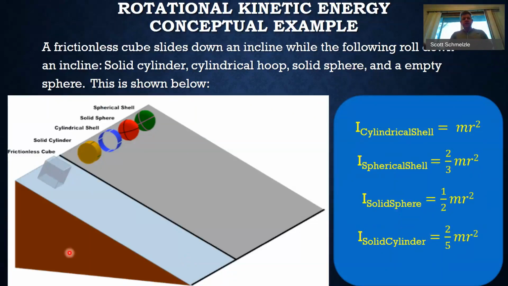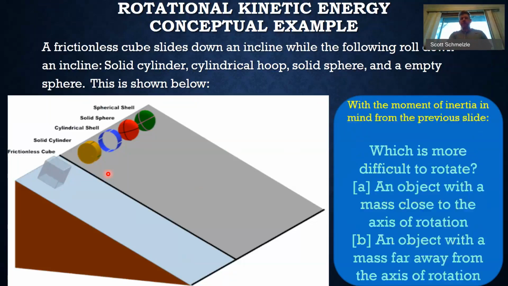So if we look, the cylinder shell, the blue piece right here, has a moment of inertia of mr squared. The spherical shell, the top one, the green one here, is going to be 2/3 mr squared. The solid sphere is going to be 1/2 mr squared. And then the solid cylinder right here is going to be 2/5 mr squared. So what you're starting to see is that the difference in the moment of inertia for these is the fractional component we put up front of it. Once we know the fractional component, we can start to see which one's going to be faster as we hit the bottom.